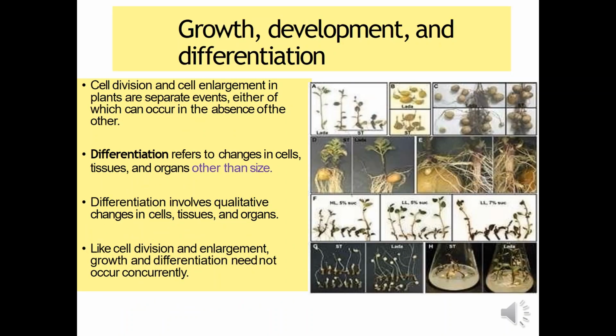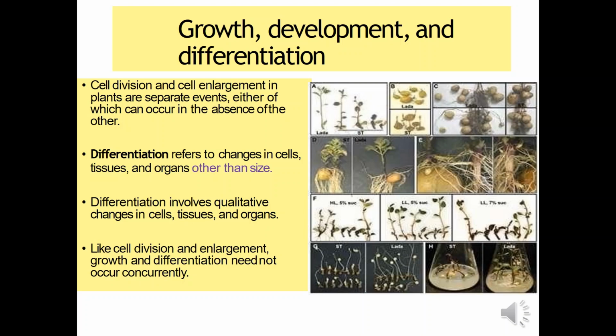You have the last term, which is differentiation. Before we go about differentiation, you need to know that cell division and cell enlargement actually occur as separate events, a separate process or mechanism. So both can occur, or either can occur singly, meaning it can occur in the absence of the other.